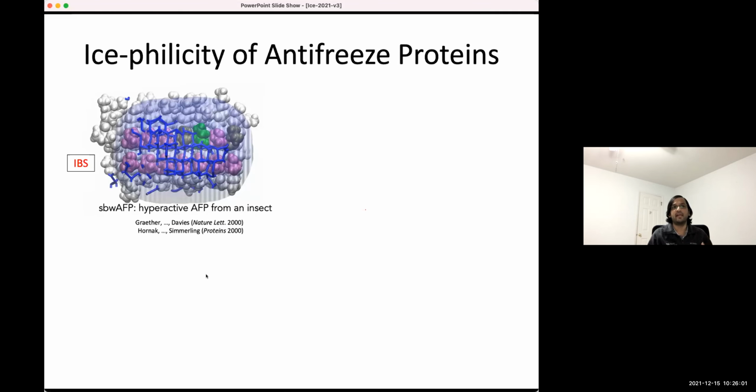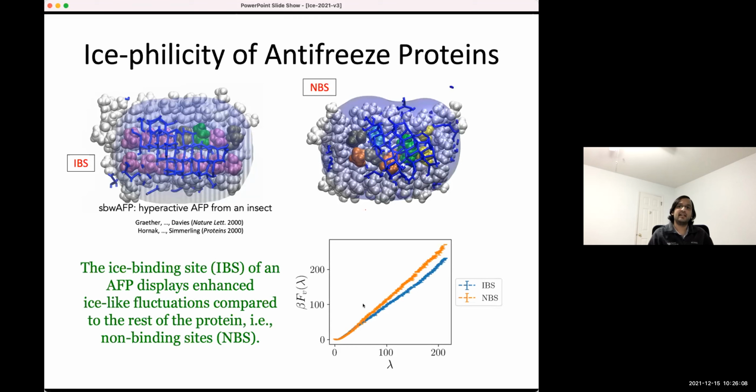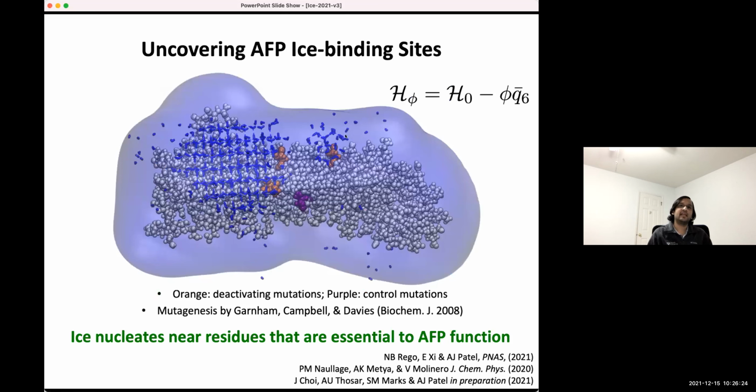And we can repeat the same exercise for the rest of the protein, the non-ice binding site of the protein, right? And we find that indeed it is a lot easier to stimulate ice formation near the ice binding site. And the ice binding site, in other words, is more ice-philic than the rest of the antifreeze protein. We can play the same game in reverse as well. We can take the antifreeze protein and ask, what might its ice binding site be? Right? Through what region of the antifreeze protein will it bind ice?